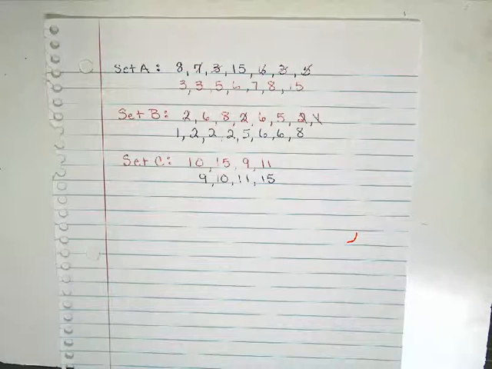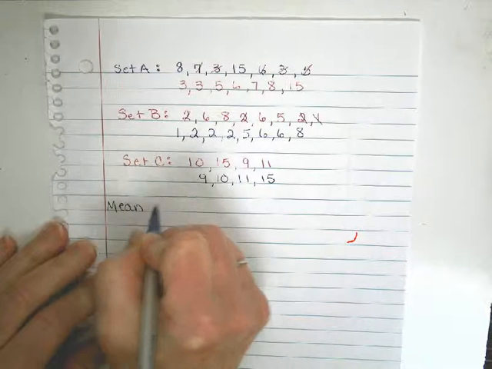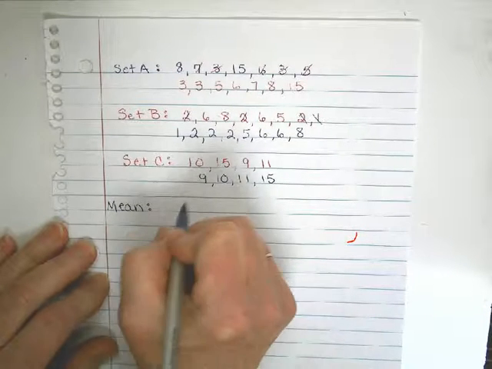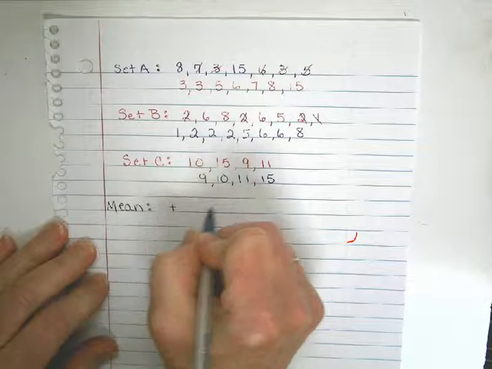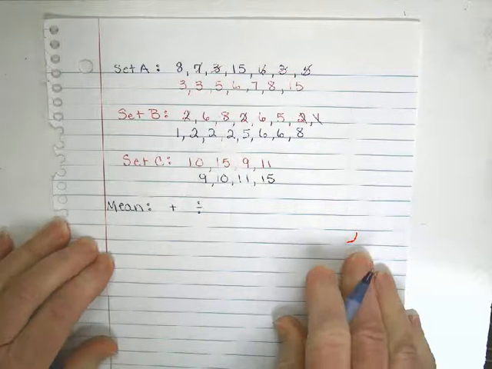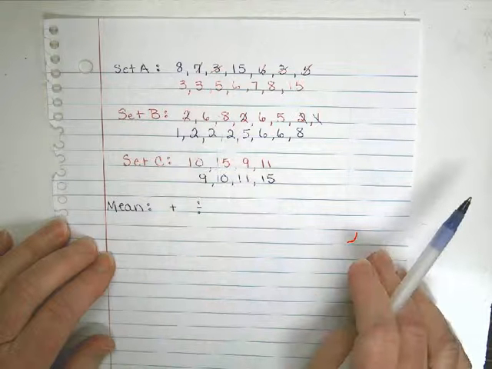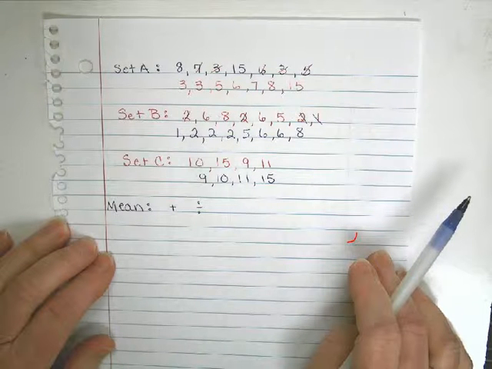Okay, how are we doing? First thing we do is we put things in order. It is not as essential for the mean as it is for the median and the mode. All right. So we have mean, and we know that in order to do the mean, first we're going to add, and then we're going to divide. Let's go ahead and find the mean, or what's another name for mean? Average. Let's find the average for set A.